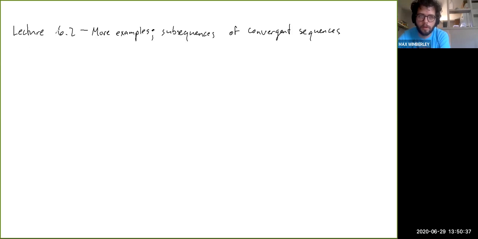Okay, so in this part, I want to look at a couple more examples of some sequences with interesting subsequences and applying the theorem we just proved in the last part. And then also I will show that any subsequence of a convergent sequence must also converge, which is hopefully not too surprising. So let's look at a couple of examples here. I think the two examples they give in the book are pretty good.